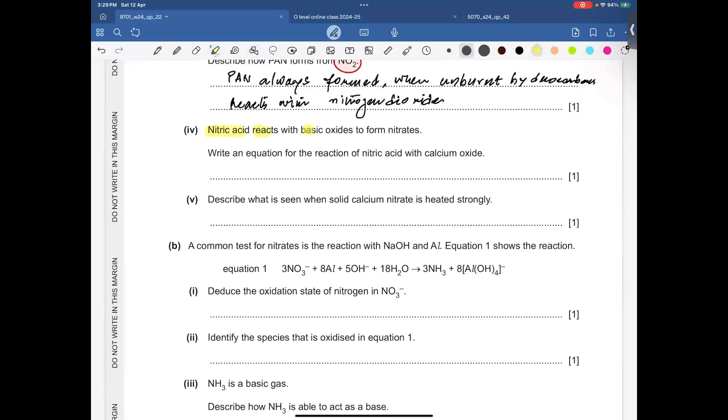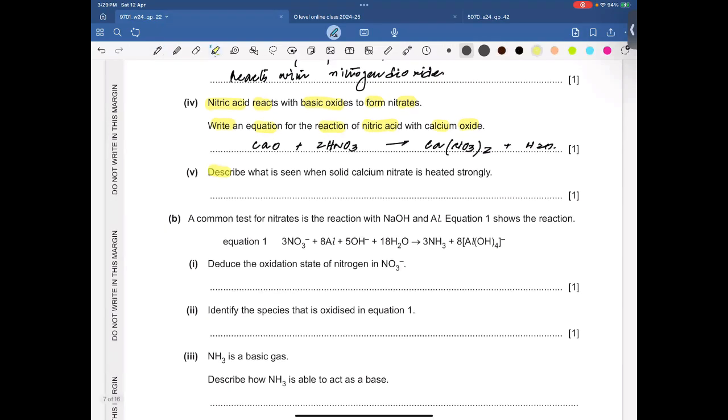Nitric acid reacts with basic oxide to form nitrates. Write an equation for the reaction of nitric acid with calcium oxide. That's an easy thing. Calcium oxide is a basic oxide because it is a metal oxide. It is reacting with nitric acid. Obviously, it's going to be the acid-base reaction, and you will get calcium nitrate and water. So calcium nitrate has a formula of Ca(NO3)2, and water is formed, right? So how many nitrates here? 2. So we need to put 2 here. That's your balanced chemical equation, okay?